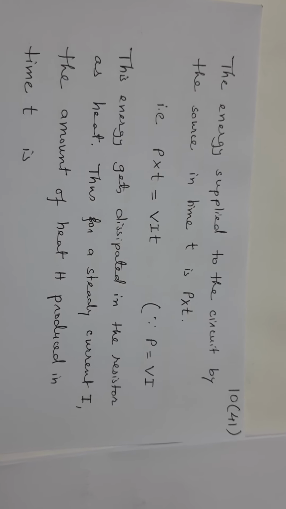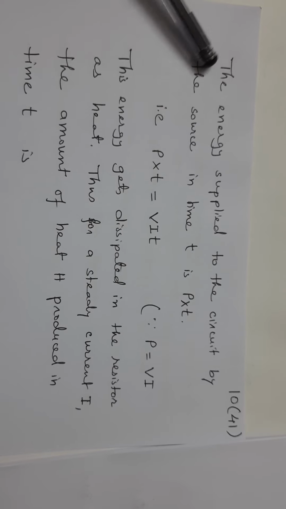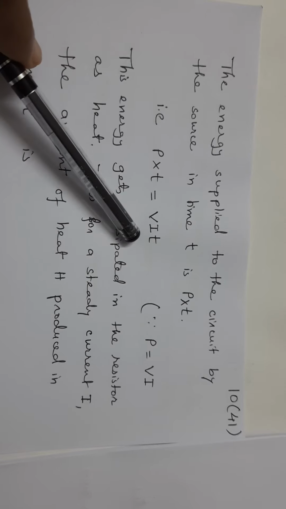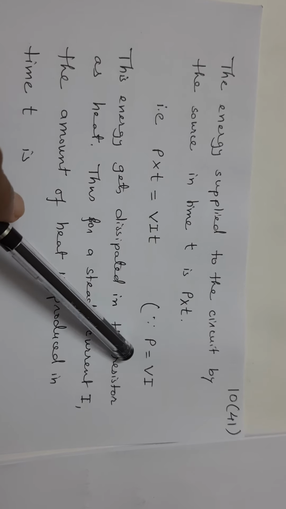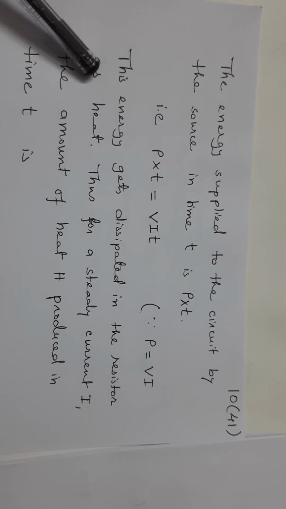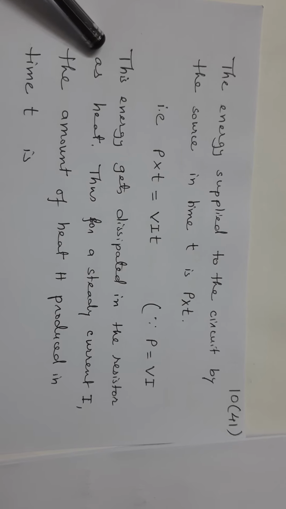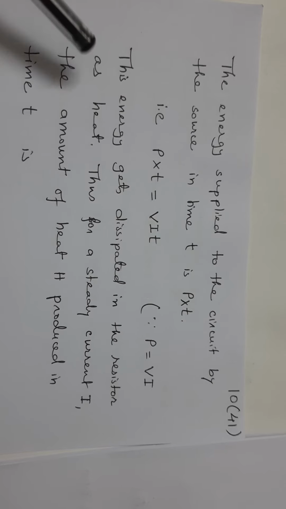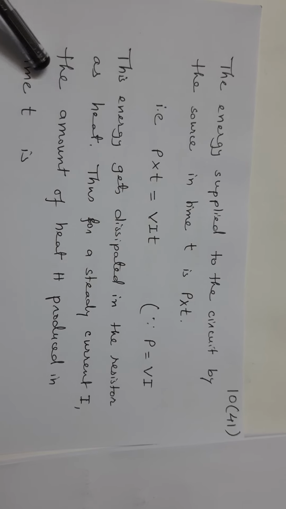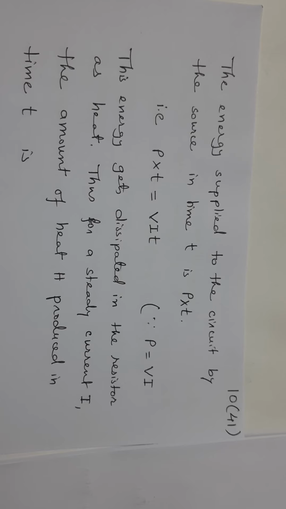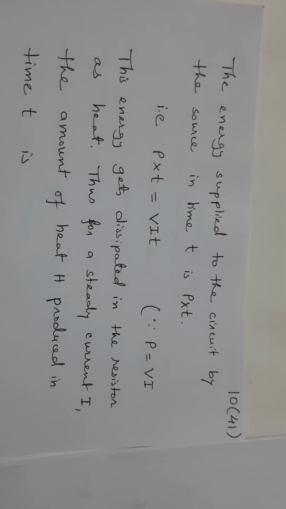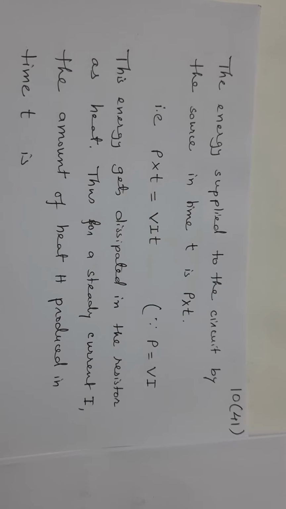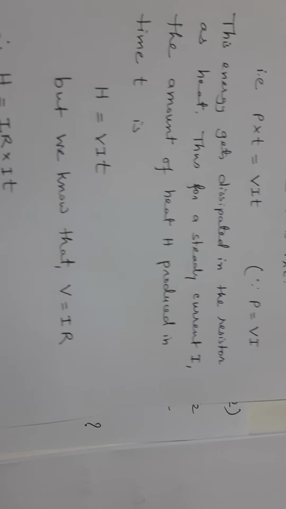Let's obtain another relation. The energy supplied to the circuit by the source in time t is Pt. So P into t will be VIt, because power we know is V into I. This energy gets dissipated in the resistor as heat. Thus, for a steady current I, the amount of heat produced in time t is given by H, where H is heat energy produced. So H is equal to VIt.